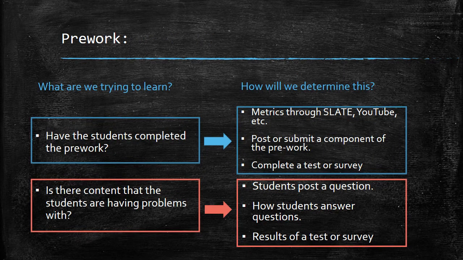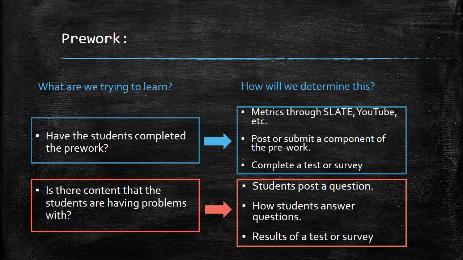When we look at the flipped classroom, assessment can be conducted as part of the pre-work. So one of the things you might want to know is, are your students actually doing the pre-work? And there's lots of ways to find out. You can check metrics on Slate or on YouTube to see how many people have accessed a resource. You can ask students to answer questions based on their learning from the pre-work and post them on the discussion board. Or you may have a quiz that you want them to complete.